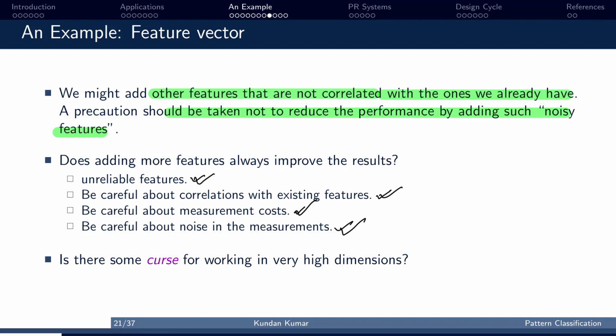Is there some curse of working in high dimensions? When we go to higher and higher dimensions, the computational burden comes, and the accuracy might not reach what we want. So if we keep adding dimensions, will it improve the accuracy? Is it necessary that this happens every time? So we have to be careful. There is the curse of dimensionality, which we will study in the dimensionality reduction chapter.